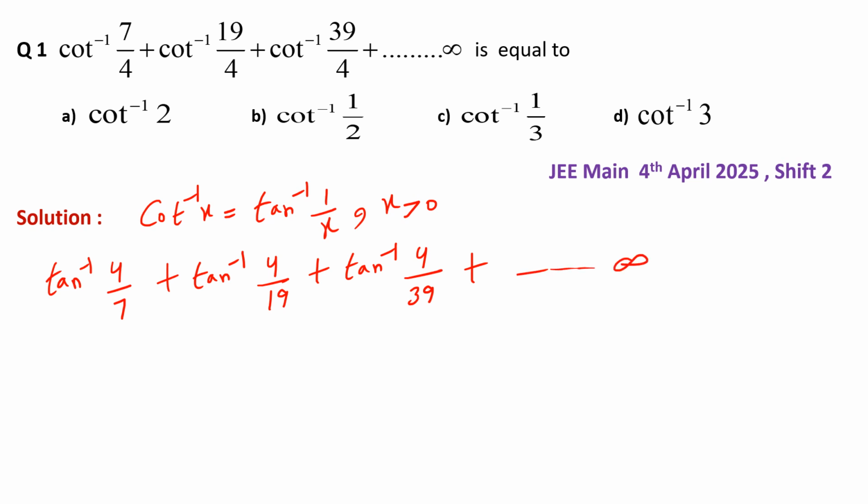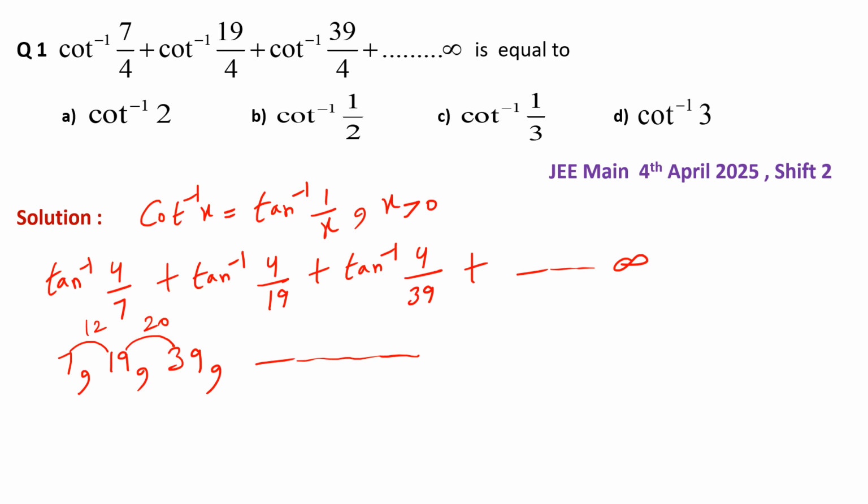Now students, if you just look at the fractions inside every tan inverse function, every fraction has numerator as 4, but the denominators of these fractions are 7, 19, 39 and so on. They are clearly forming a different series because the difference of 19 and 7 is 12. The difference of 39 and 19 is 20.